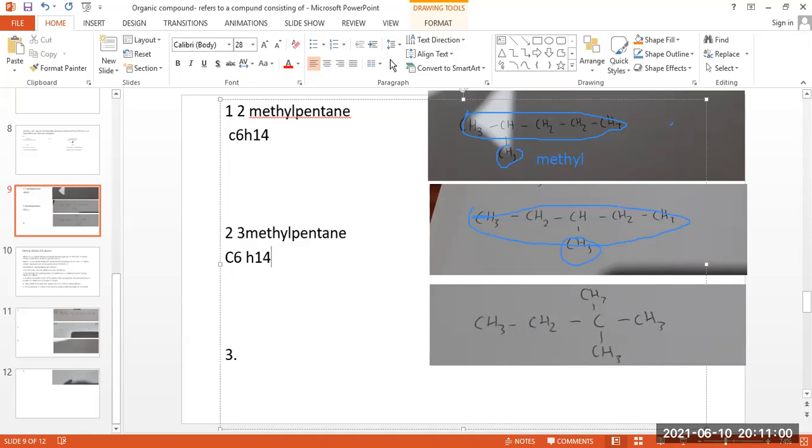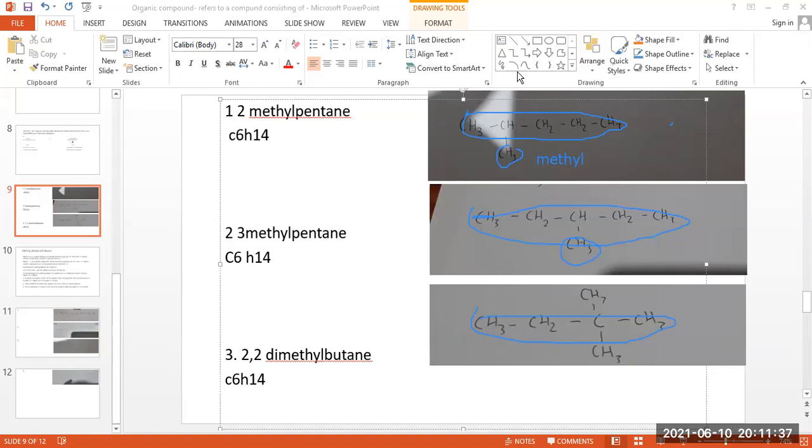And the third one, this one, the name is 2,2-dimethylbutane. The formula is the same also, C6H14. So these are all isomers. As you can see, the name is different and the structure is different, but the formula is the same.